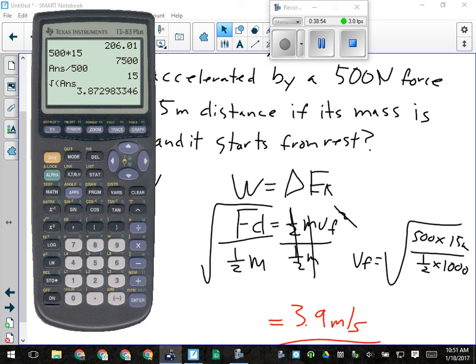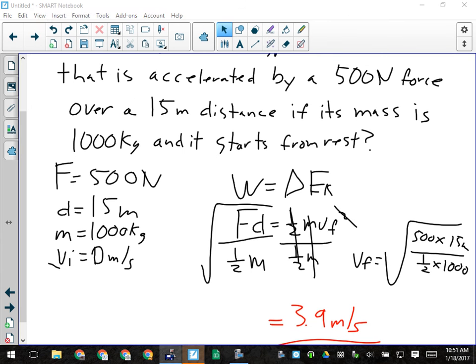All right, the car doesn't accelerate very much, but you have to remember, we didn't use very much force, and the car is really, really heavy. So using a small 500 Newton force over that kind of distance isn't going to give us much change in speed. Everybody follow what we did there? All right.